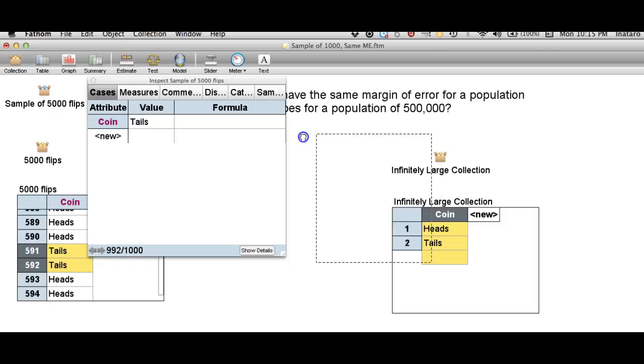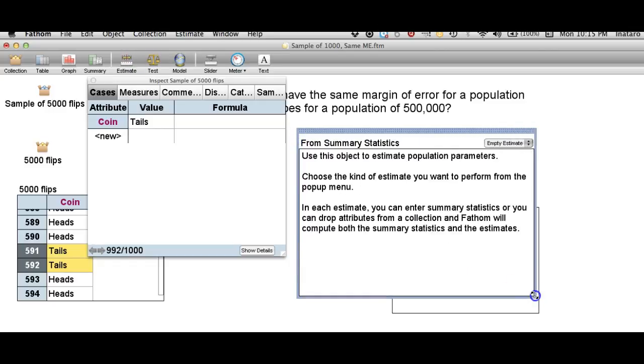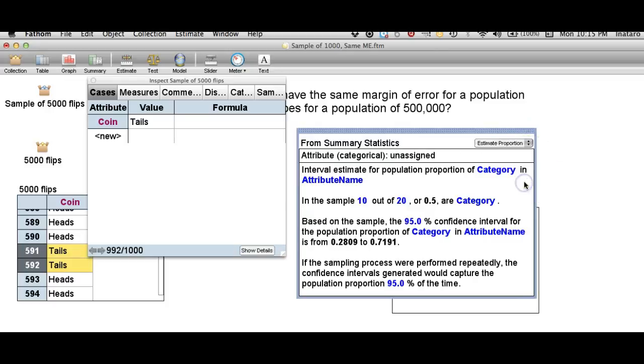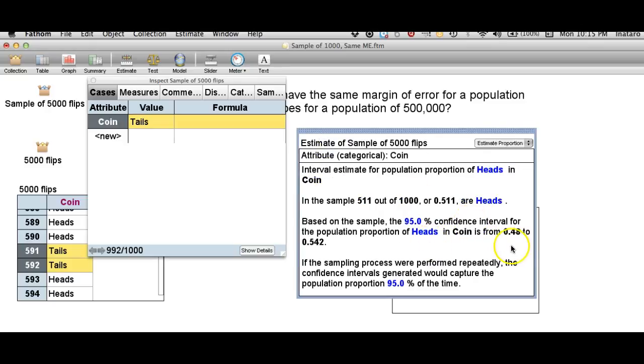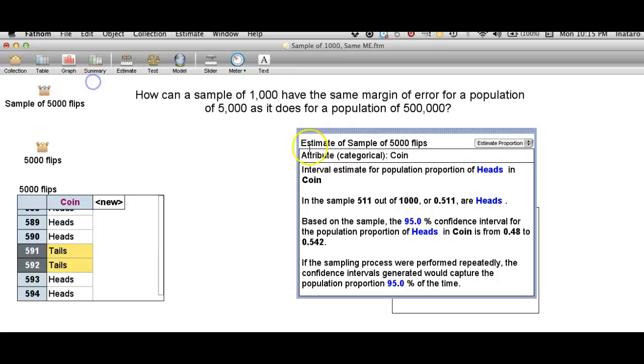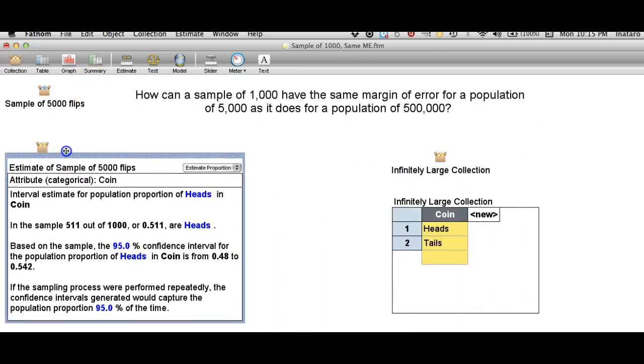Let's create a confidence interval based on those outcomes. We're going to estimate the proportion. And so here's our 95% confidence interval. And so this is calculated using that formula that we took a look at earlier. And notice that if I take a look at the width of my confidence interval, if I subtract 0.48 from 0.542, we do have about 6.2% as the total width. Or we could say our margin of error is about 3.1%.